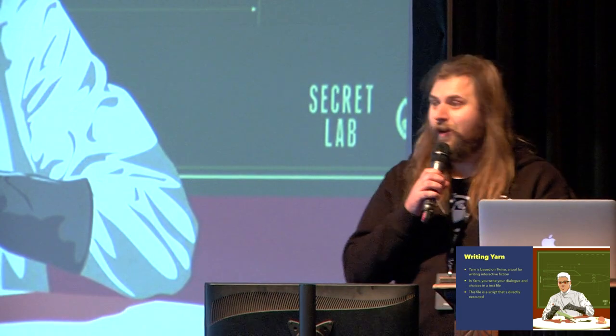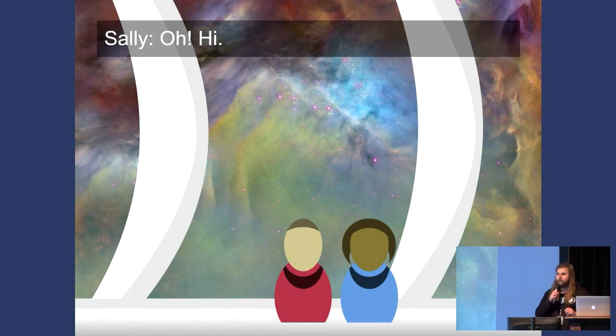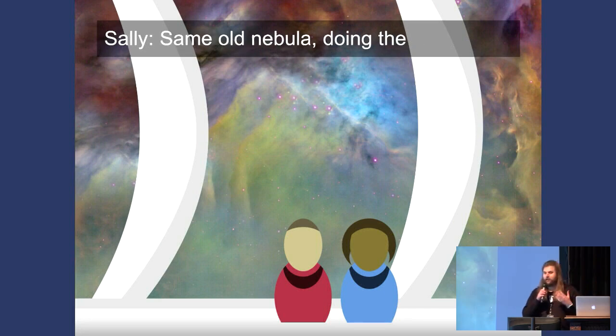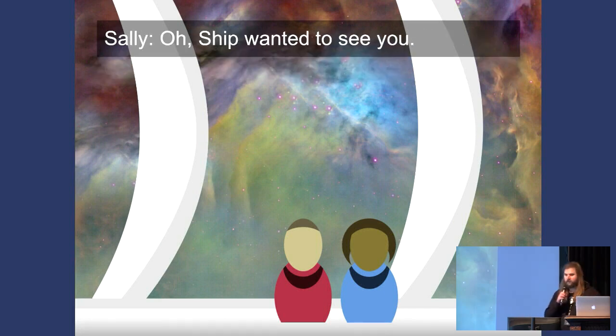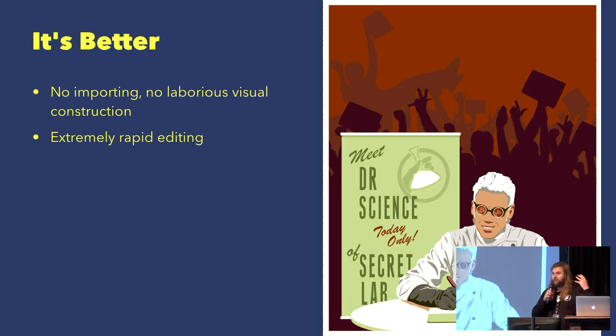So you write a text file which is directly executed. Here's an example of some text being written inside the Yarn editor. Give a second to glance over that. And here it is in gameplay. So we have a player interacting with the character, and the text is being delivered iteratively, one character at a time. Choices appear based on what was available to the character at a time. You'll notice there were more options in the text than were presented there. So there we go. It's very, very quick. There's no importing. There's no laborious visual construction, and it allows for very, very rapid editing.